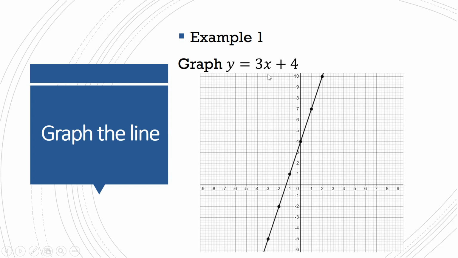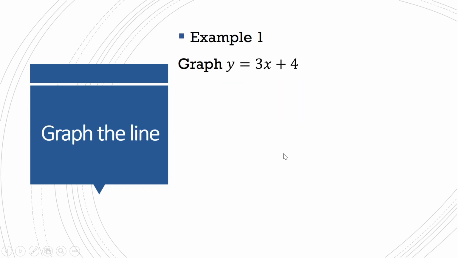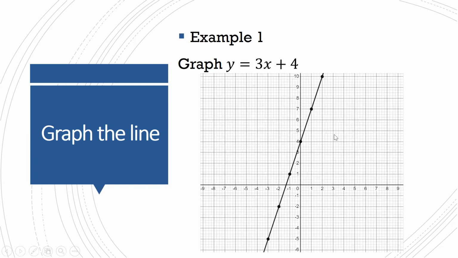So I change the y value by 3 every time I change the x value by 1. So I start at the point (0, 4). I'd go up 3 and to the right 1 to get my next point. And then to get the point beyond that, I would go up 3 and over 1 again. I could see that every time I go up 3 over 1, up 3 over 1, that gives me a few points.